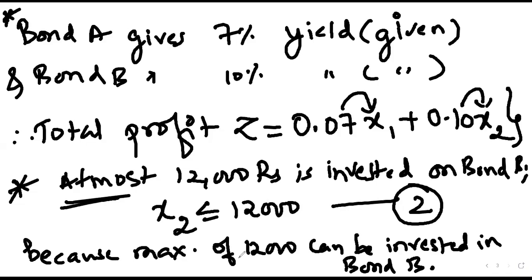Okay, so what is the next equation? At least rupees 6,000 should be invested in bond A. What should be the next equation? X1 greater than or equal to 6,000. X1 should be greater than or equal. Okay, next equation.